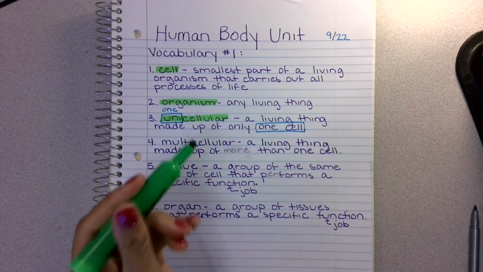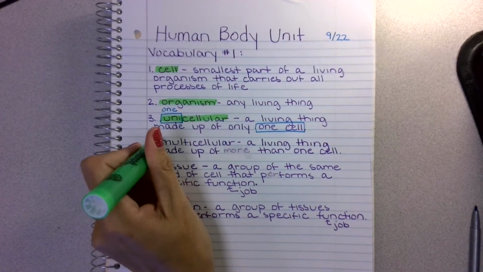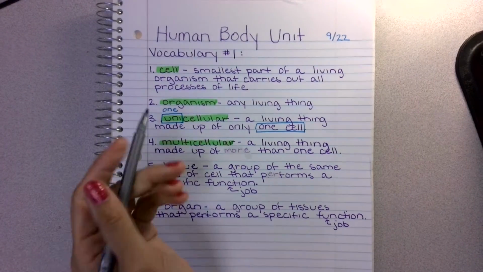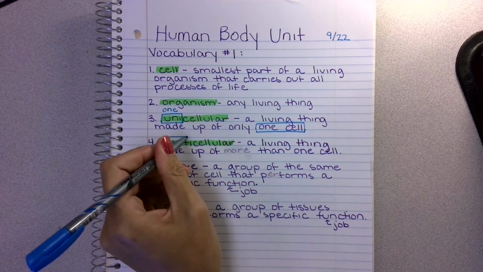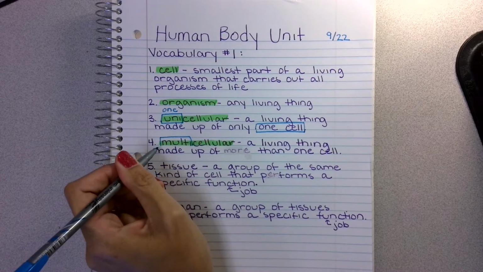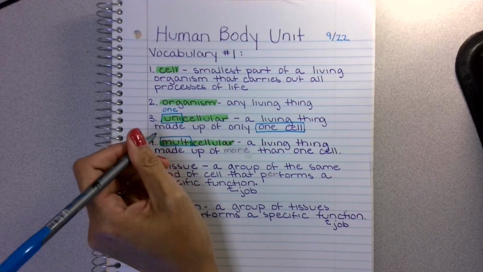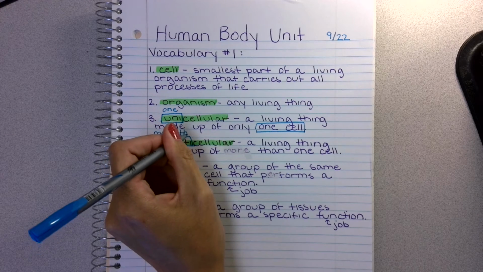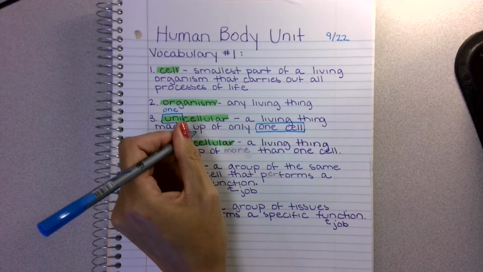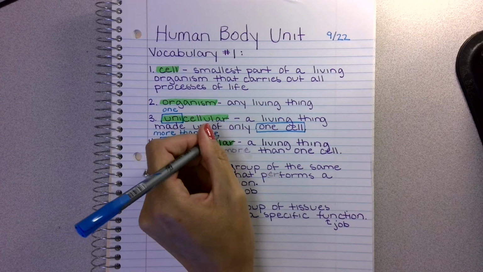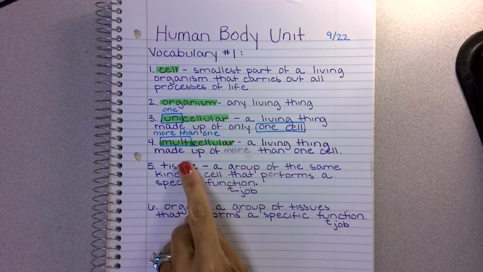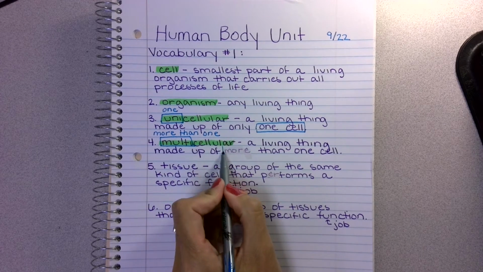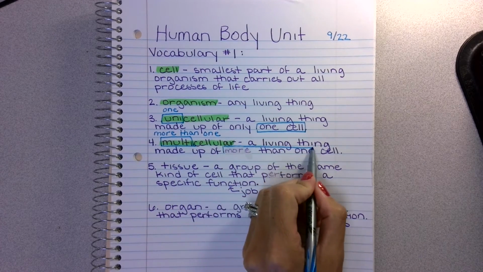Multicellular. Well, multi means multiple. Multi means multiple. So multi means more than one. So more than one. So a living thing made up of more than one cell. So more than one cell.